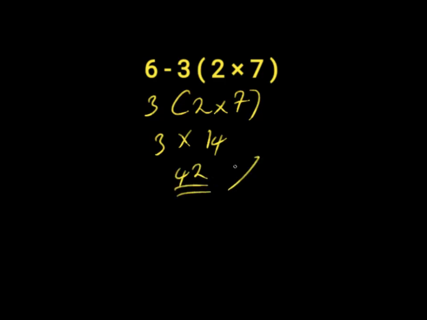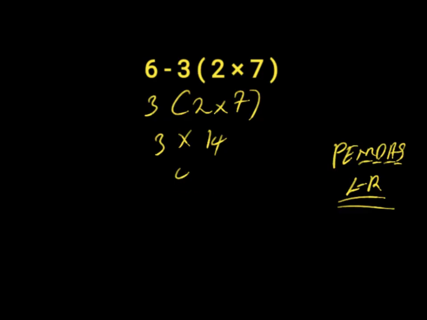42 is the wrong answer to this question because we did not work with the order of operations, which is PEMDAS. In PEMDAS, we have parentheses, exponents, multiplication, division, addition, and subtraction. Multiplication and division have equal priority, as do addition and subtraction, working from your left to your right in order to arrive at a correct answer.